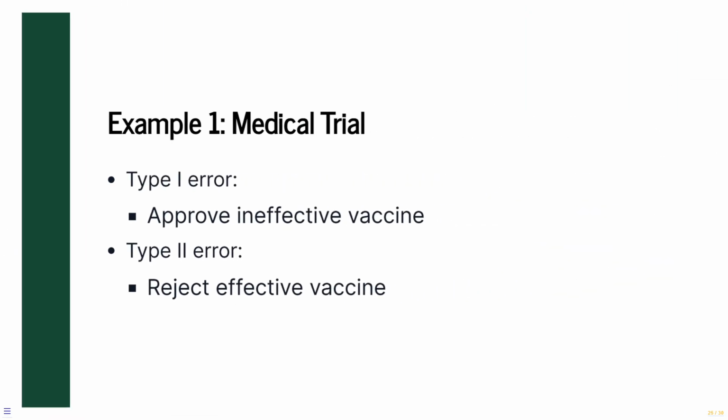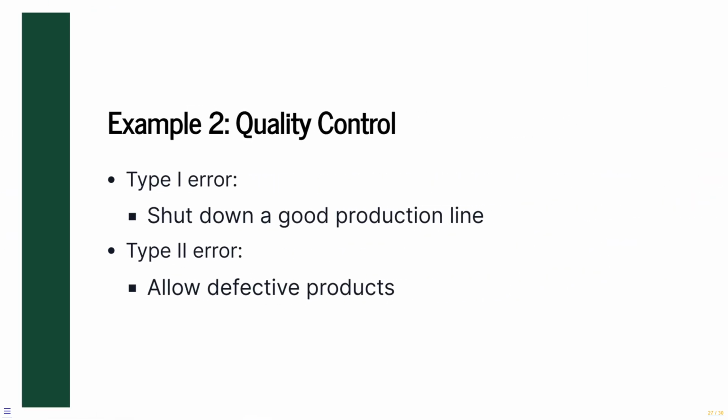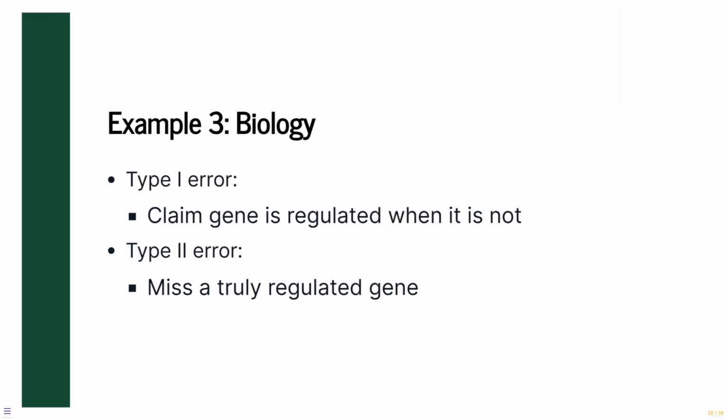For example, in a medical trial, a type 1 error might mean approving an ineffective treatment, while a type 2 error might mean rejecting a treatment that actually works. Both have serious consequences. In quality control, a type 1 error might lead to shutting down a production line that is functioning correctly, while a type 2 error might allow defective products to reach customers. In biological research, a type 1 error might lead to pursuing a gene that is not actually important, while a type 2 error might cause us to miss a gene that truly matters.